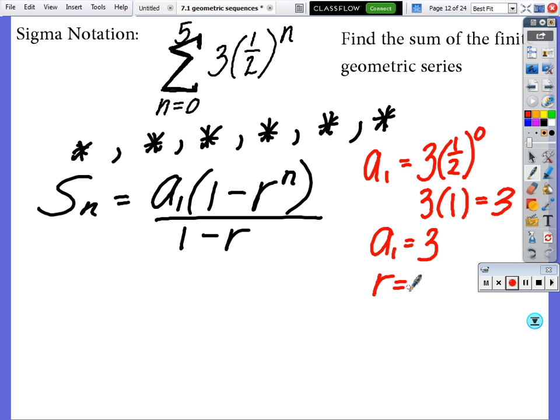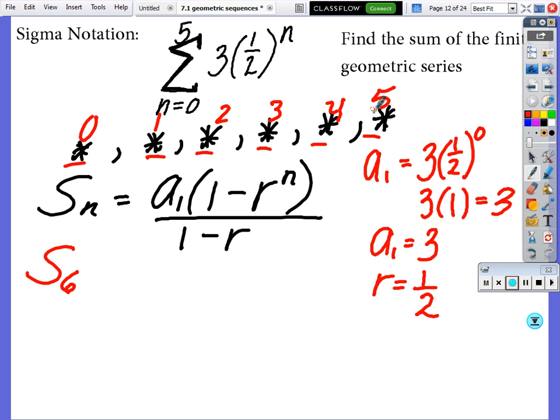What's our ratio in this one? What are we multiplying by each time to get from one term to the next? 1/2, so r is 1/2. And then we can now plug it into our formula. We have to make sure we put in 6, because there was 1, 2, 3, 4, 5, 6, going from 0, 1, 2, 3, 4, 5, which is 6 total.